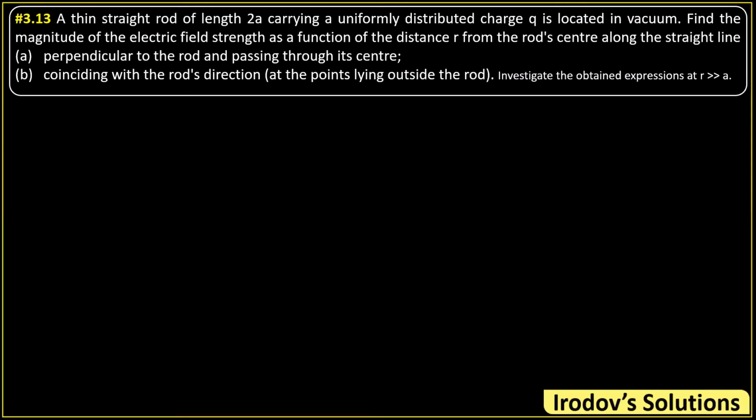Dear students, let's see this question number 3.13 of Irodov. The question states: a thin straight rod of length 2a carrying a uniformly distributed charge q is located in vacuum. Find the magnitude of the electric field strength as a function of distance r from the rod center along the straight line A perpendicular to the rod and passing through its center, and B coinciding with the rod's direction at the points lying outside the rod, and investigate the obtained expression at r much larger than a. So let's look at the first part first.